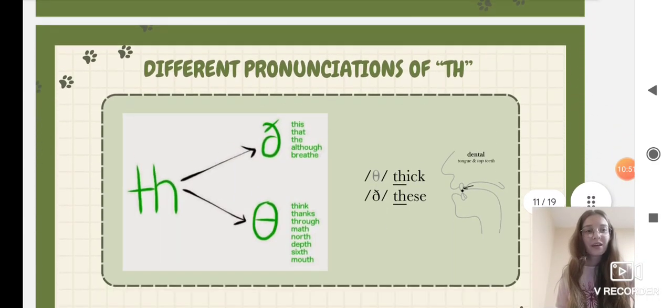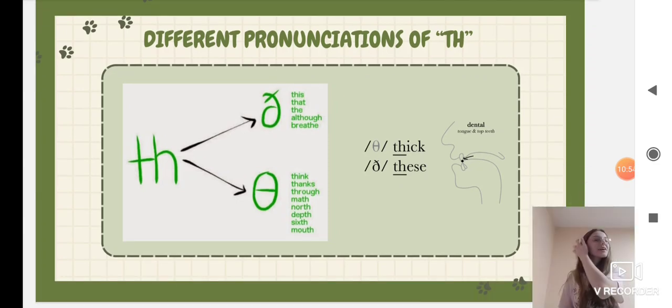Again, let's pass to our next topic. It's different pronunciations of th. Again, as with the ch combination, we have different types of pronunciations in this combination. First one is this, that, the, although, and breath. You can see it's some kind of thick voice, and the other combination we can say think, thanks, truth, math, north, depth, sixth, and mouth.